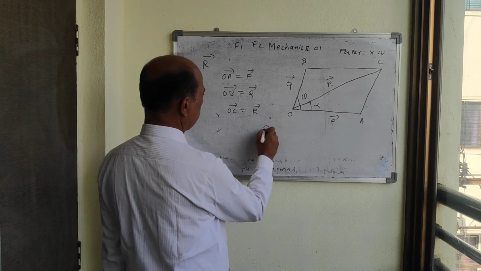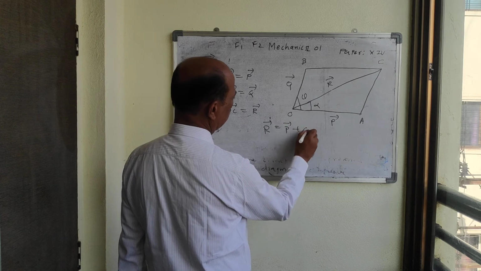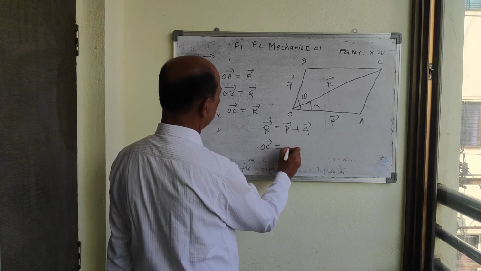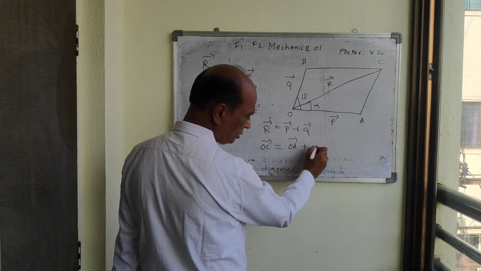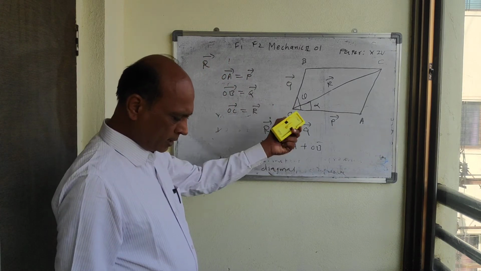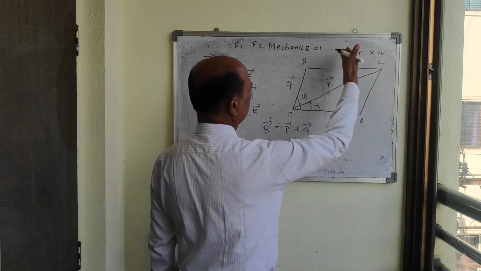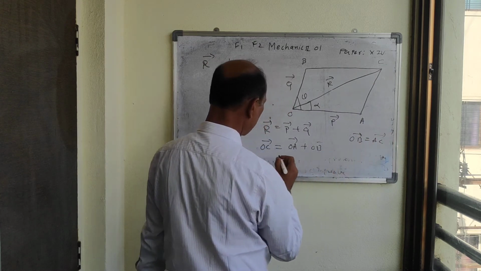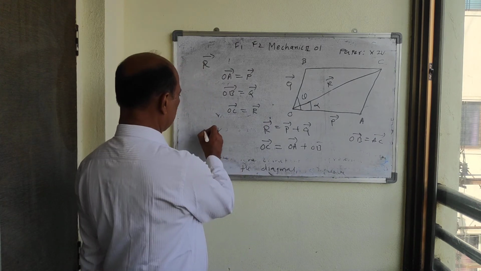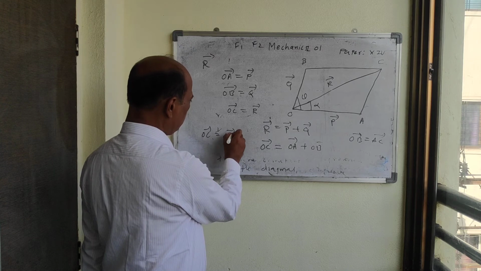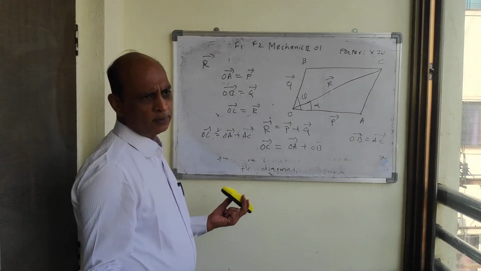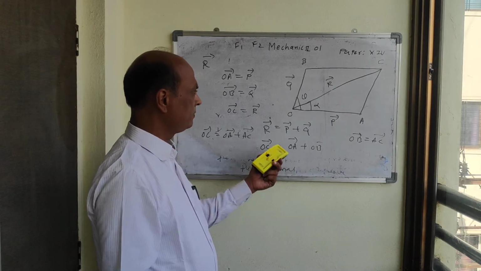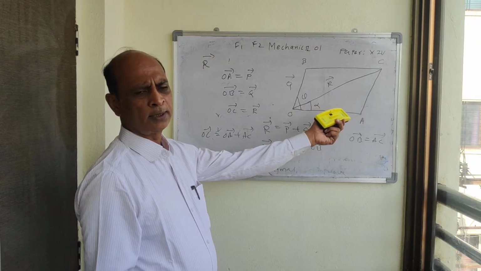Now R bar is equal to P bar plus Q bar, which is P bar plus R bar, meaning OC bar. OC bar is equal to OA bar plus OB bar. But this OB bar is equal to AC bar. OB bar is equal to AC bar, and therefore OC bar is equal to OA bar plus AC bar. And here it is proved that the resultant of these two forces is represented by the diagonal of this parallelogram.